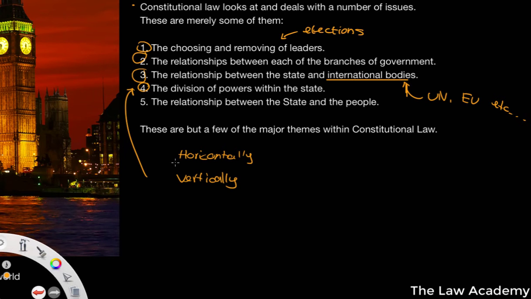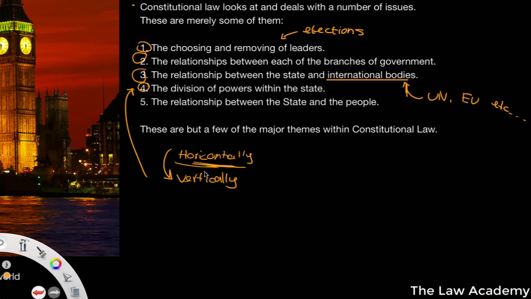So not just the powers between the branches of government, but also the powers that are separated between the government, say in Westminster, and the governments of devolved assemblies. And going even smaller, we could talk about local government and local councils and how the powers are shared between all these three levels of government.